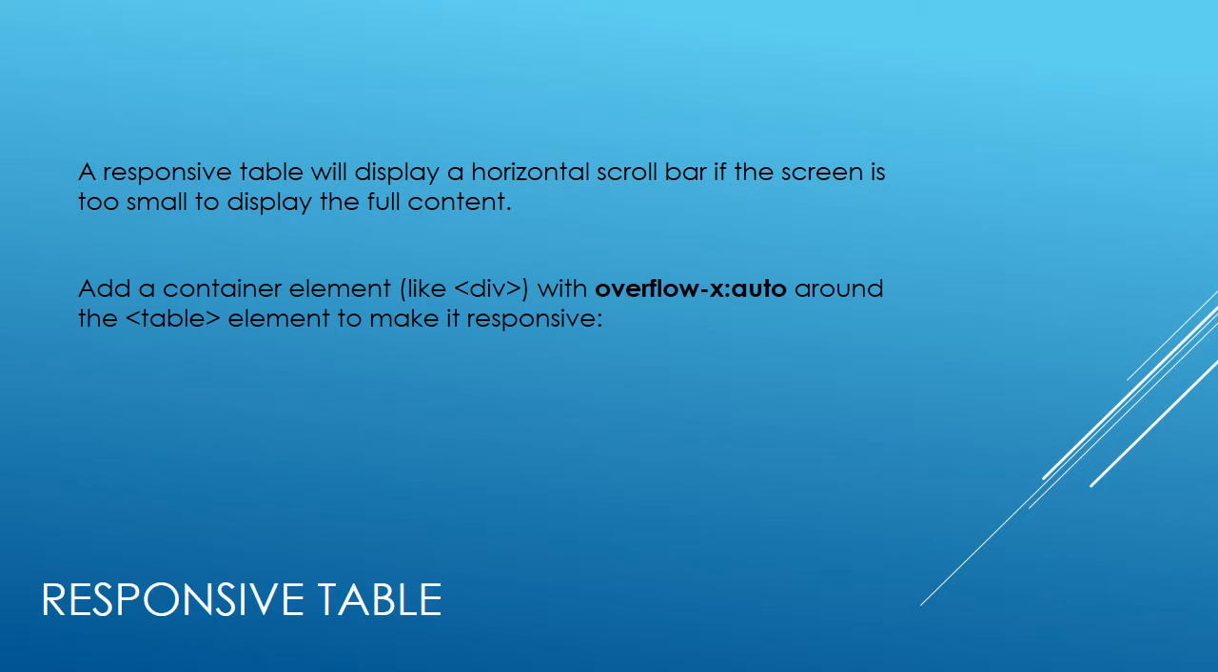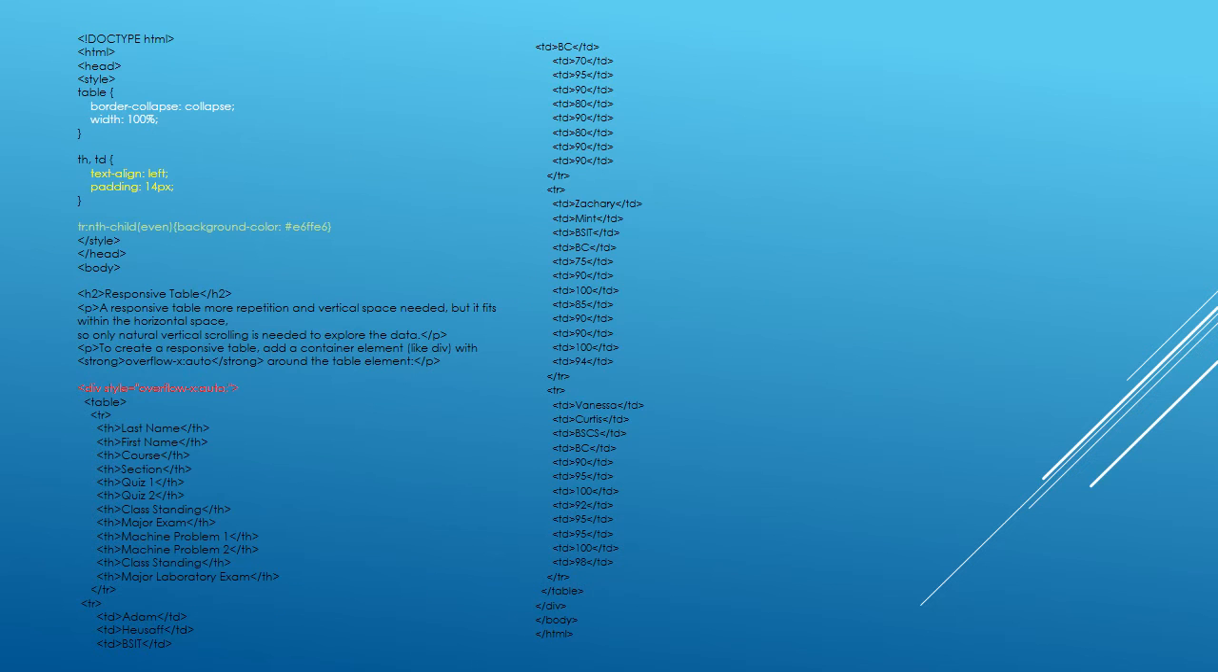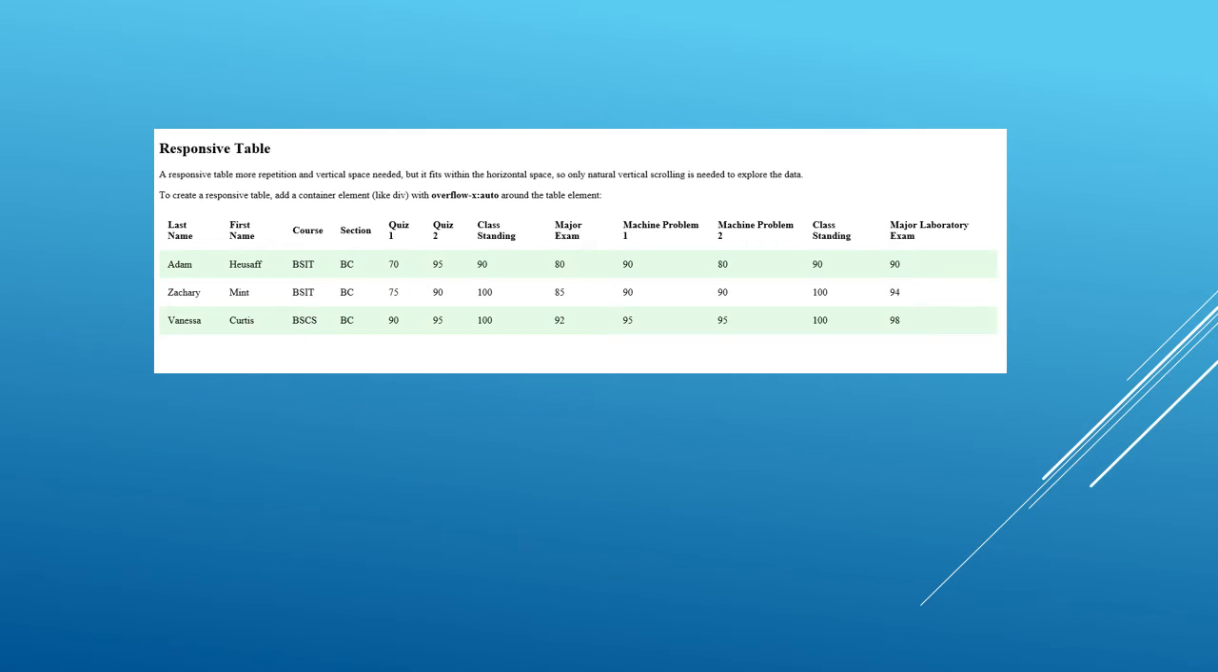A responsive table will display a horizontal scroll bar if the screen is too small to display the full content. Add a container element, like div, with overflow-x: auto around the table element to make it responsive. Example of responsive table. A responsive table needs more repetition and vertical space, but it fits within the horizontal space, so only natural vertical scrolling is needed to explore the data. To create a responsive table, add a container element, like div, with overflow-x: auto around the table element.